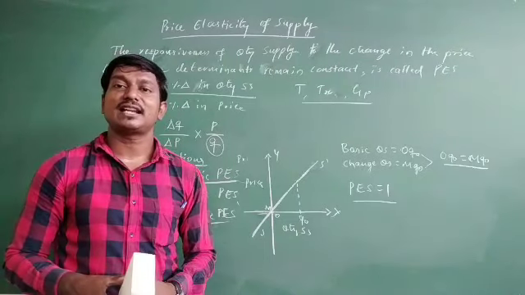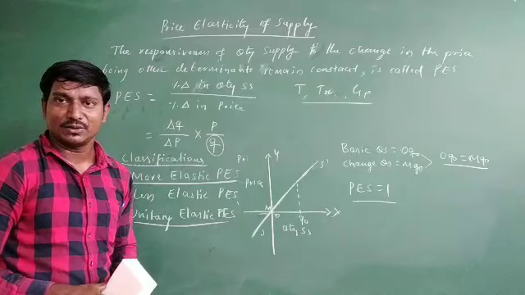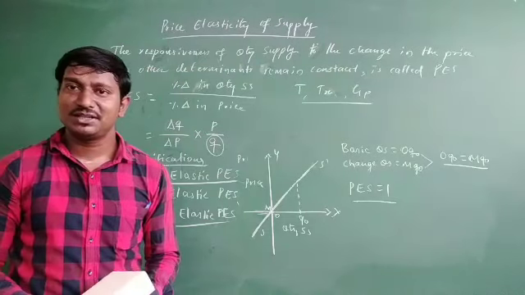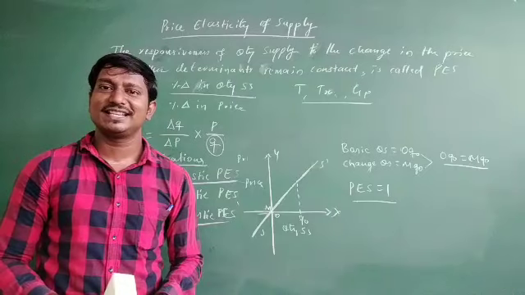Well, so these are the classifications in price elasticity of supply. Alright. So by this we are going to complete the fourth chapter, that is perfect competition. Remaining things we will discuss in the next class.